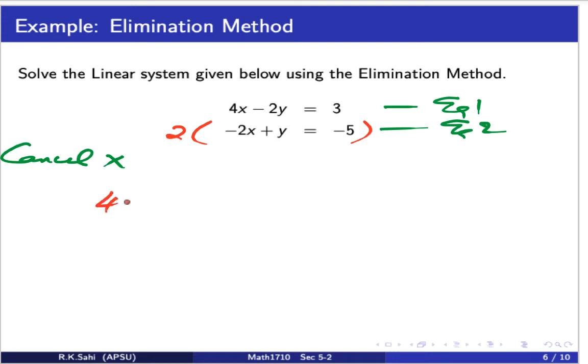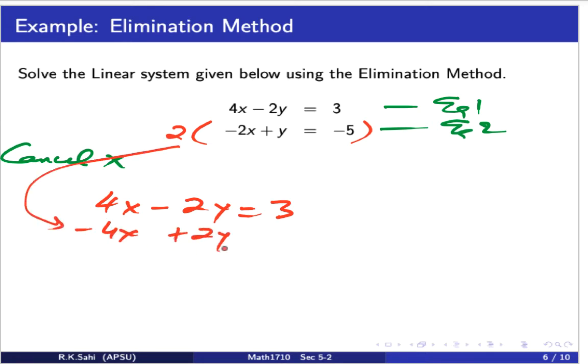The two equations are 4x minus 2y equals 3. That's because the first equation does not need to be changed. The second one becomes negative 4x plus 2y equals negative 10.